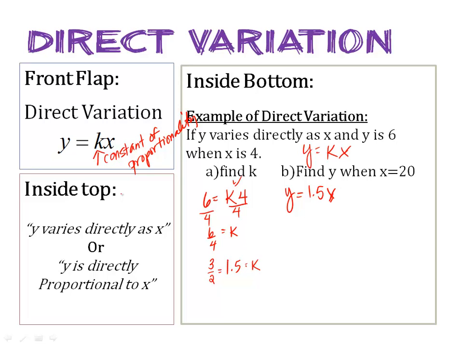At this point, I am prepared to finish the problem with part B. Find y when x is 20. So y equals 1.5 times 20. And I could finish that out, and you're going to get 30. That's my answer. So in order to finish a problem, you first have to figure out what k is. Then plug k into the equation and solve for y. That's what a direct variation looks like.